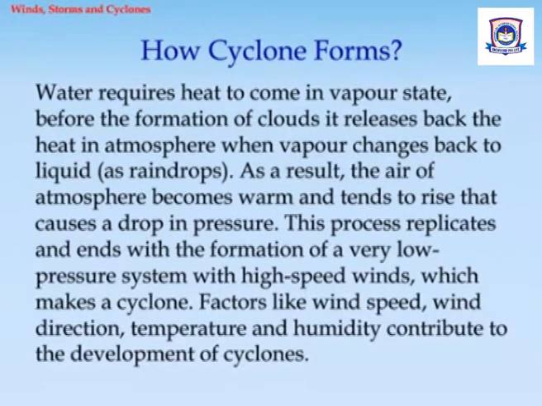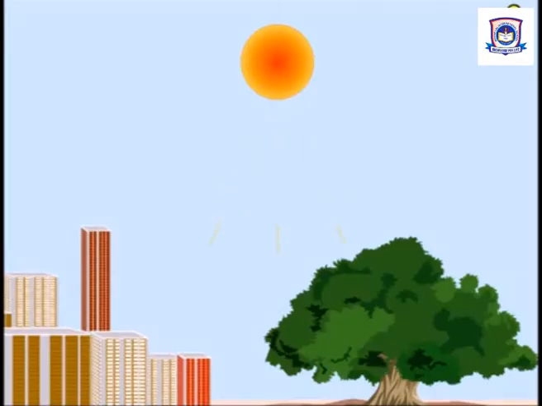This process repeats and ends with the formation of a very low pressure system with high-speed wind, which makes a cyclone. Factors like wind speed, wind direction, temperature and humidity contribute to the development of cyclones. How a cyclone forms.